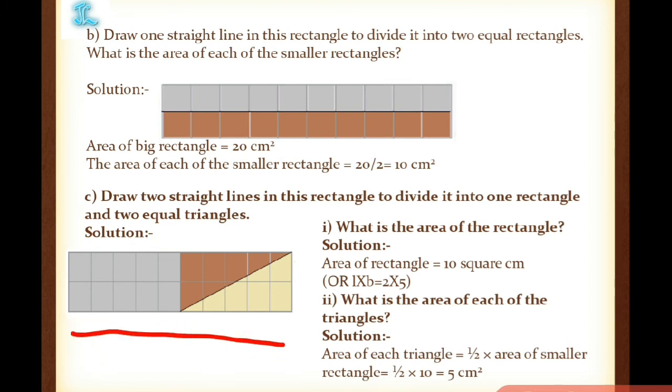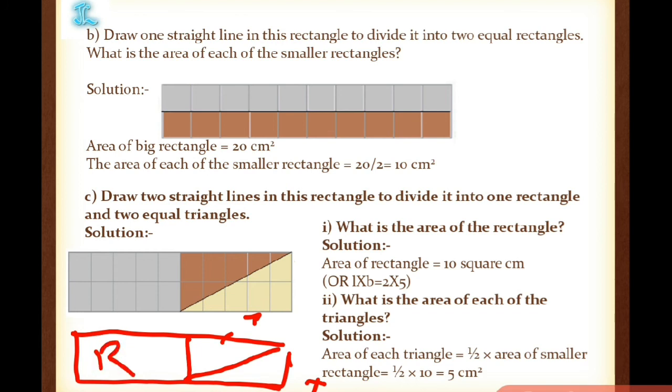The whole rectangle which is there, first I divided exactly in between so that it will become two rectangles, and then in one part of the rectangle, exactly in between, I drew a line so that this will become one triangle and this will also become one triangle, and this is one rectangle. Now let's go to the question. What is the area of the rectangle?